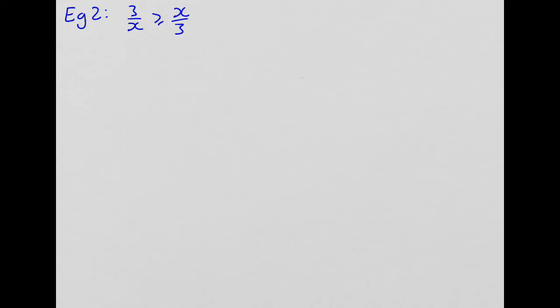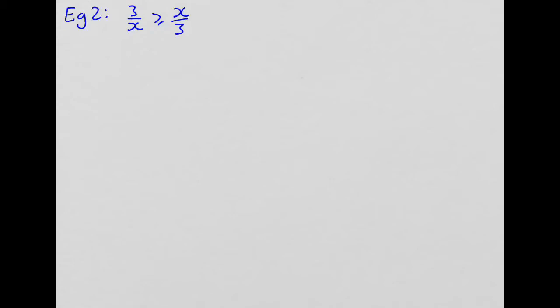Right, example 2, 3 over x is greater than or equal to x over 3. Now the temptation here might be to find an LCD, multiply by the LCD to both sides to get rid of the denominators. But the problem here is when you multiply an inequality by a negative, you have to change the direction of the inequality sign.